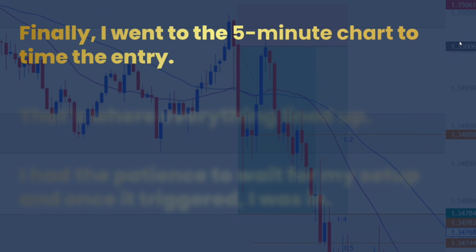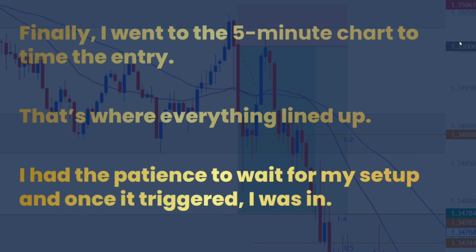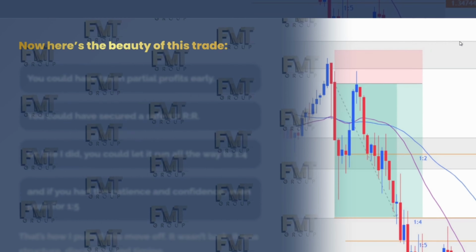And finally, I went to the 5-minute charts to time the entry. That is where everything lined up. I had the patience to wait for my setup, and once it triggered, I was in.